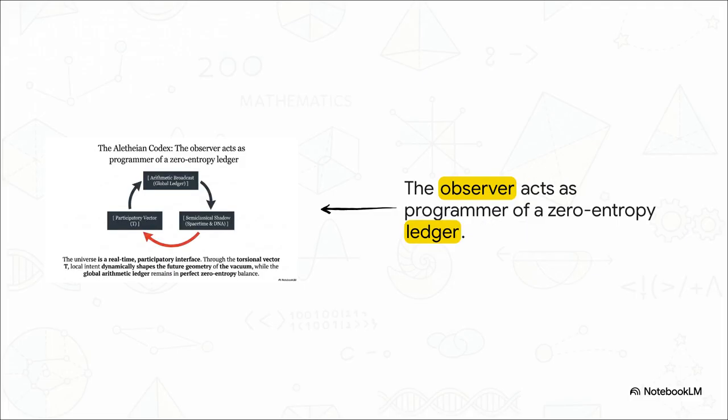Through the Alethean Codex, the global arithmetic ledger remains in perfect zero-entropy balance, continuously broadcasting the code. But through the participatory vector T, your local intent dynamically shapes the future geometry of the vacuum. You are not just a passenger trapped in an objective container. You are an active programmer in a real-time participatory interface. So understanding the absolute mathematical power you possess, if your local intent dynamically alters the universe's processing base, what reality are you programming right now?